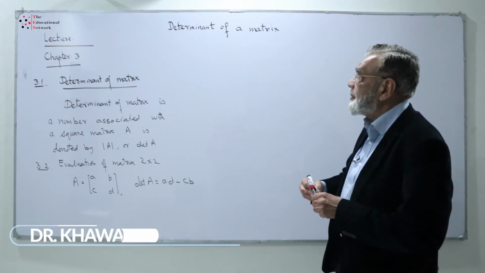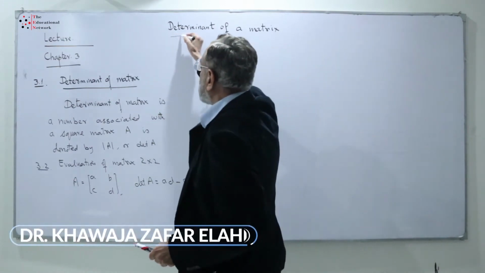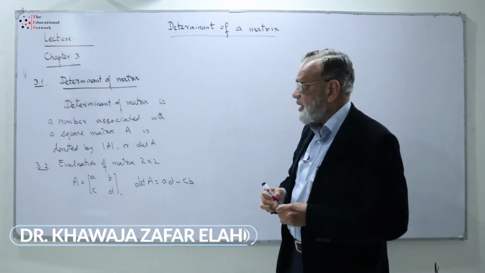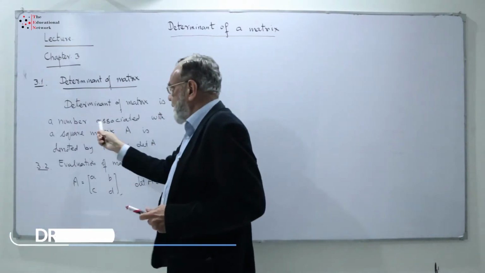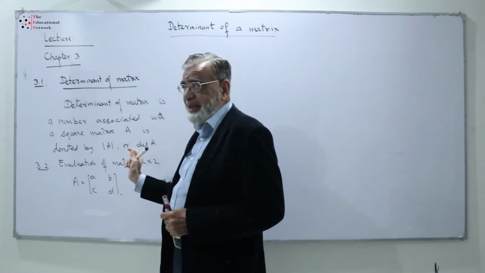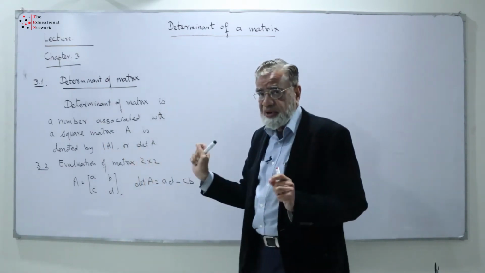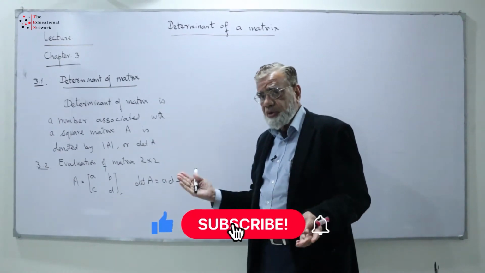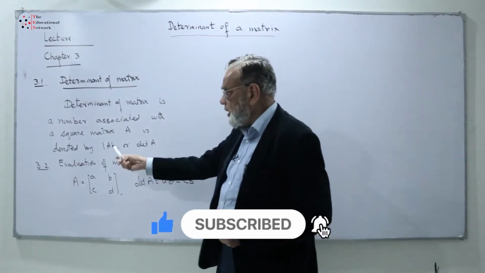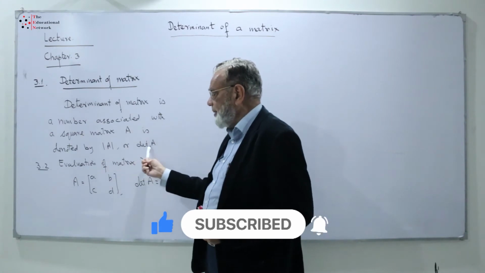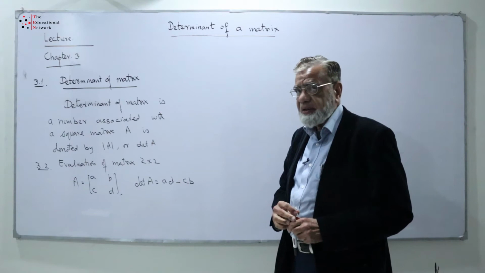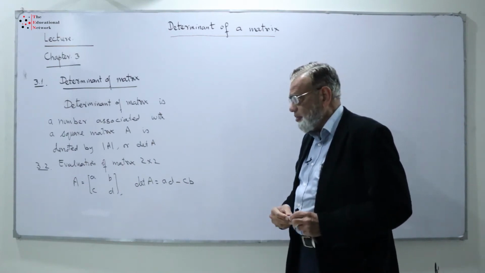We're moving to the new chapter about the determinant of a matrix. The definition: the determinant of a matrix is a number associated with a square matrix. The matrix is not rectangular. This is only for square matrices like 2 by 2, 3 by 3, 4 by 4, where the number of rows equals the number of columns. We can denote it by this symbol or by this symbol. We'll discuss it further.